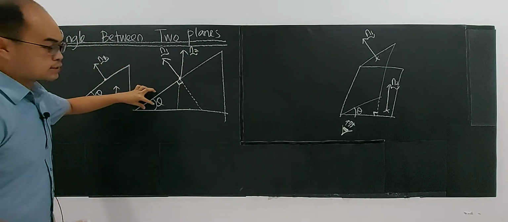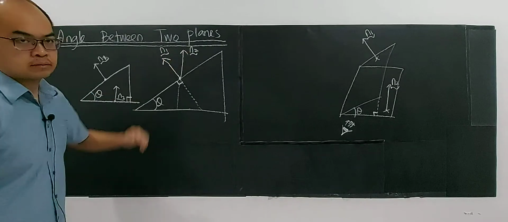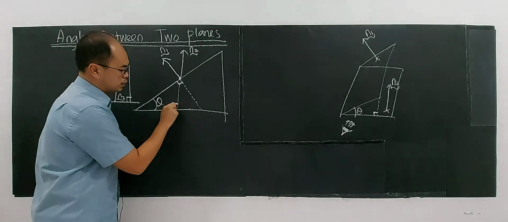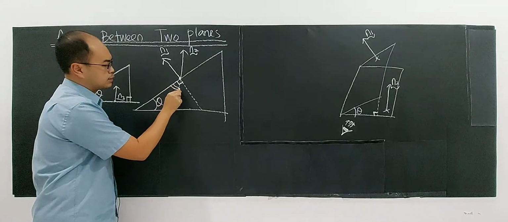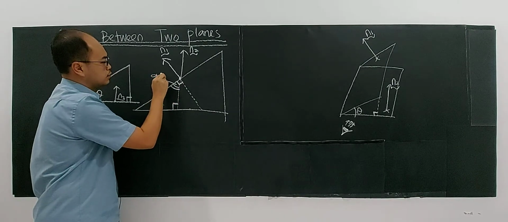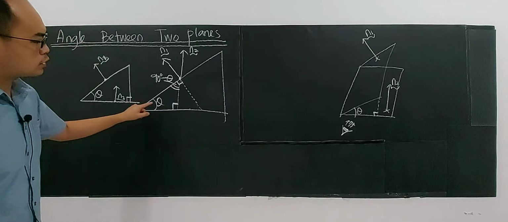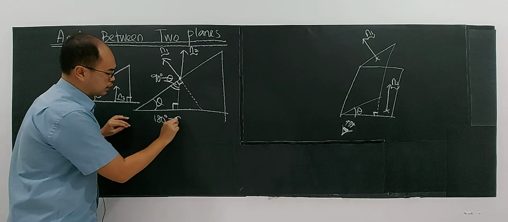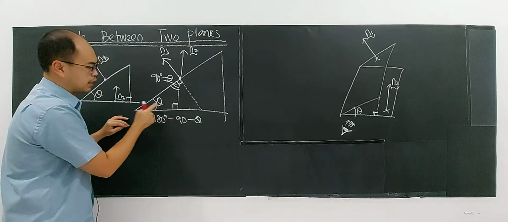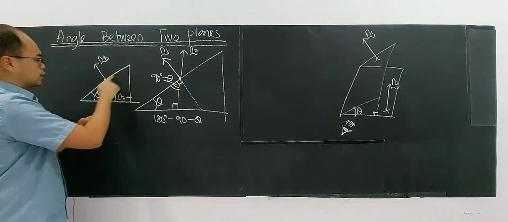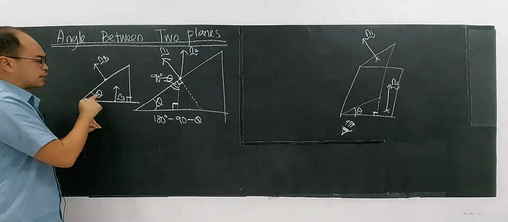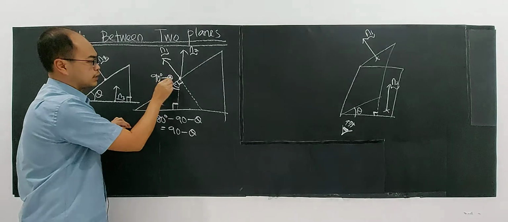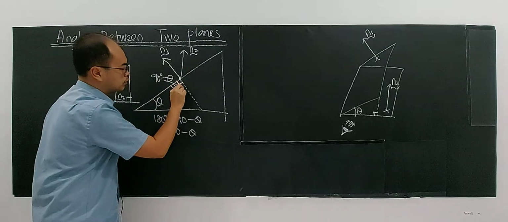How do we prove that this angle is the angle between the two normals? Very simple. You have 90 degrees here. Definitely here you will have 90 degrees minus theta, because the total has to be 180. I take 180 minus (90 minus theta) minus (90 minus theta) to get the angle here. This is the right angle triangle, and the total of the angles must be 180. After I calculate, I get 90 minus theta.